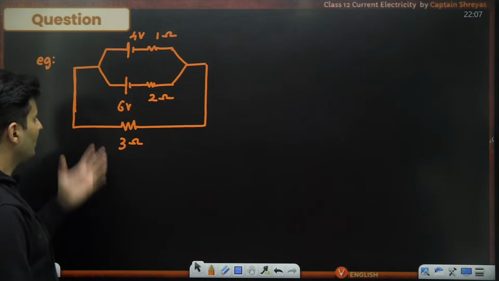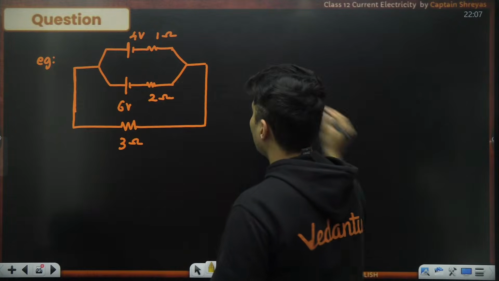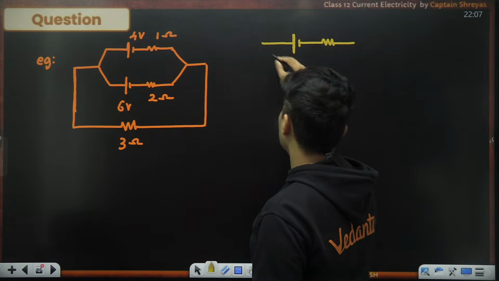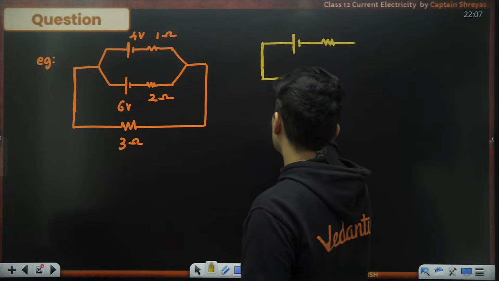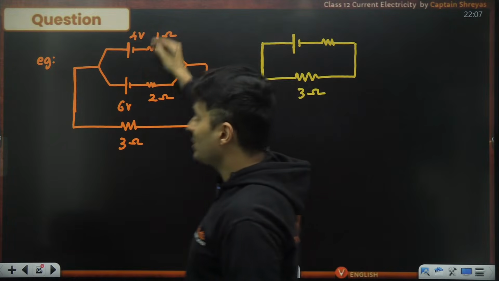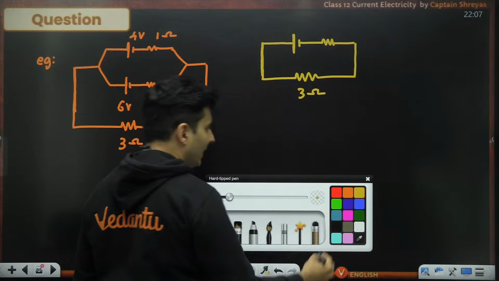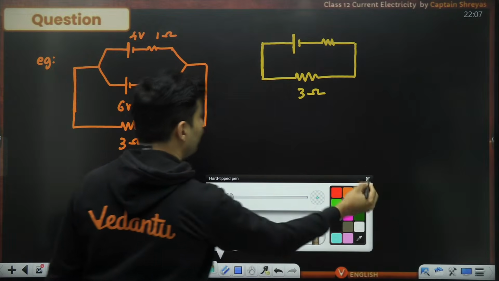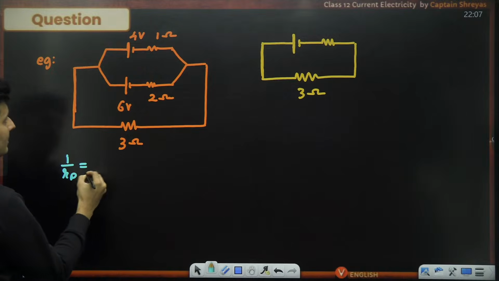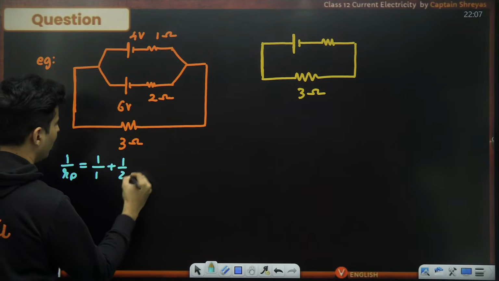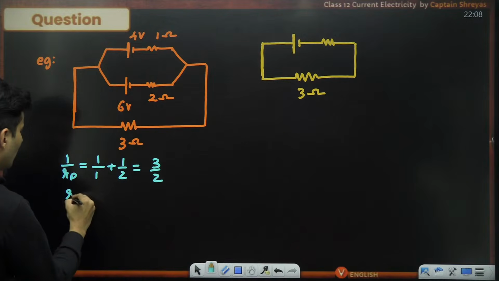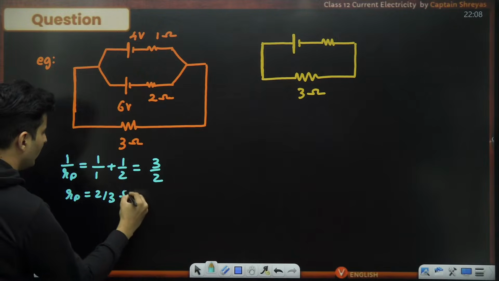Definitely we can. First of all, this circuit can be narrowed down into a single battery and a single internal resistance connected to this external resistance over here. This is 3 ohm. As you can see, they both are in parallel. So let's find out the equivalent parallel EMF and parallel resistance. First, starting off with parallel internal resistance, it will be 1 by R1 plus 1 by R2. How much it will be? 1 plus 1 by 2 is 3 by 2. So RP will be 2 by 3 ohms.